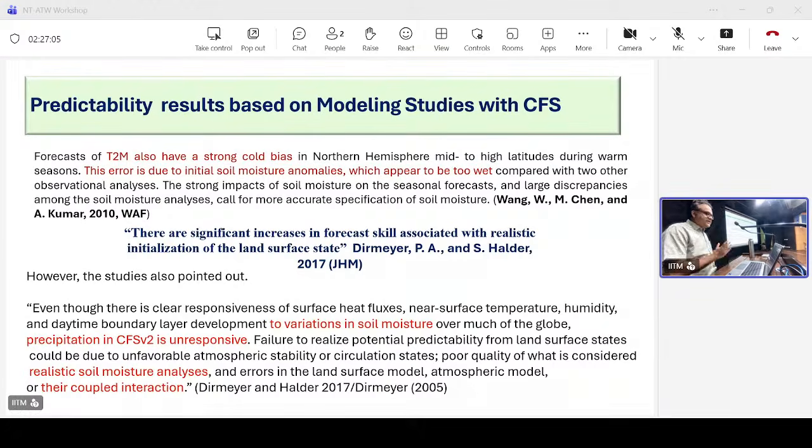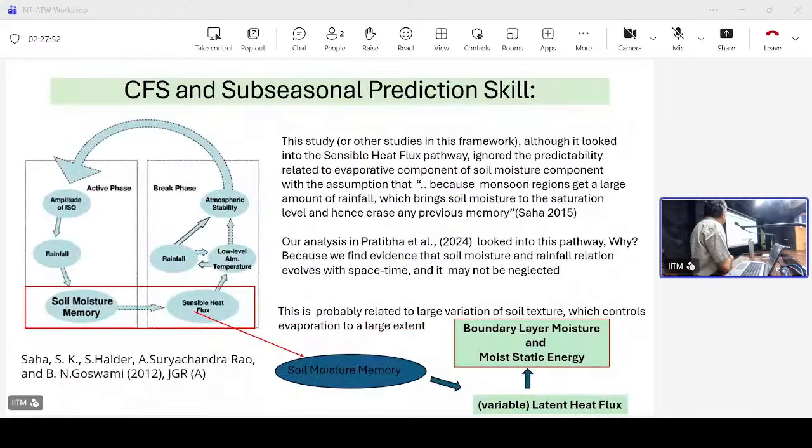Okay, but they also concluded one thing: even though there is a clear responsiveness of surface heat fluxes, temperature, and humidity to the variation in soil moisture, the precipitation in CFS is not fully responsive. So that means there is some problem in how the soil moisture and the rainfall are coupled, so that we are unable to extract the full prediction skill.